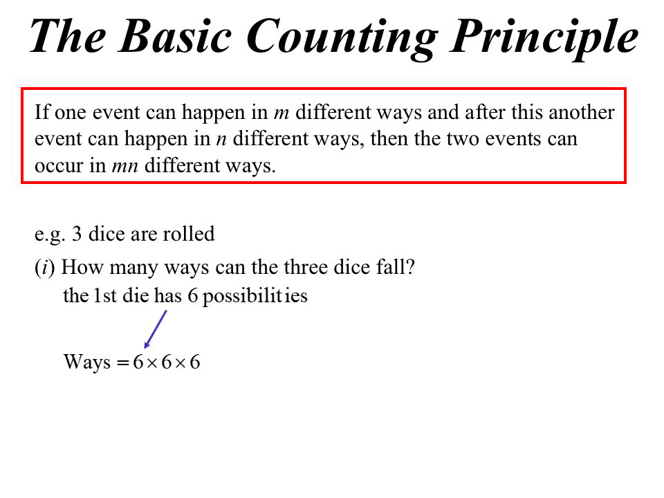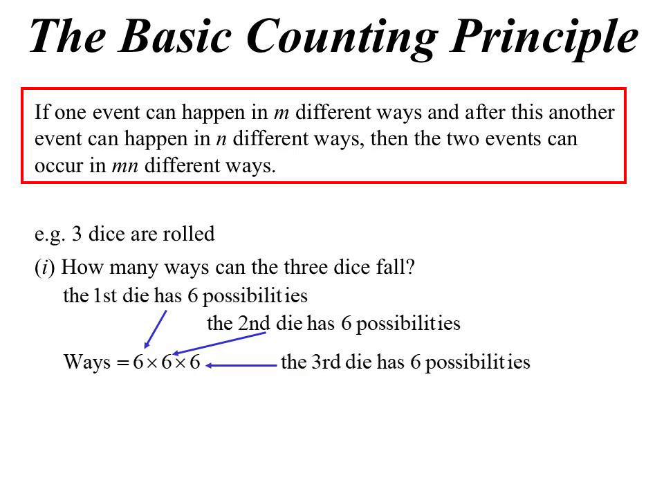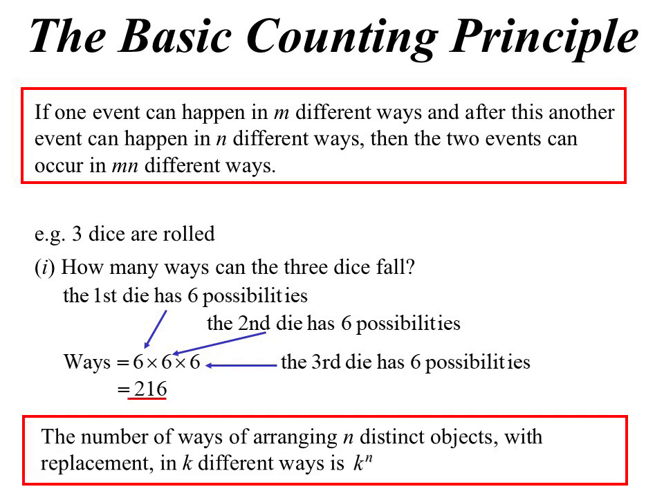Well, the first dice, when I roll that, it's got 6 possibilities. Then I roll the second one, it has 6 possibilities. I roll the third one, it has 6 possibilities. So there are 216 possibilities there. So generally, the number of ways of arranging n distinct objects with replacement, that's the key with all this combinatorics, it's with replacement, in k different ways would end up being k to the power of n. I had a dice, could be rolled in 6 different ways, 3 times, 6 to the power of 3.